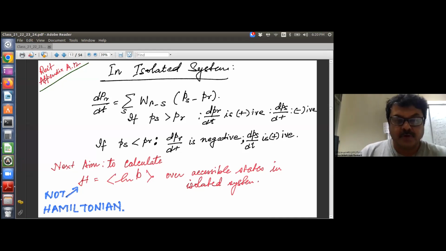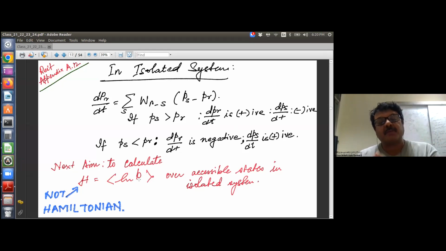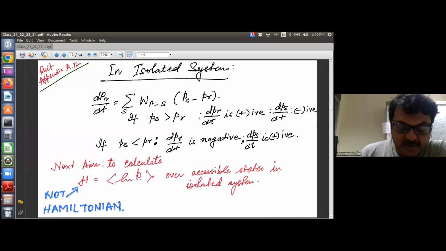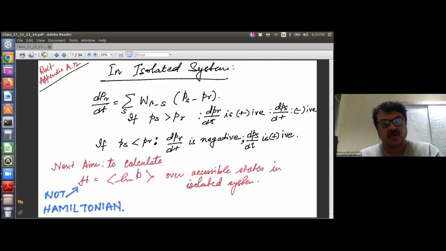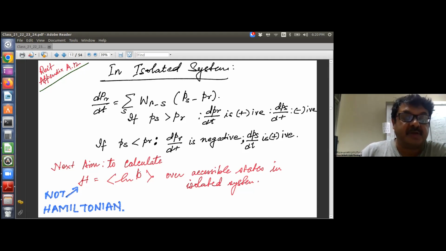So, starting off from where we left off in part A of the lectures, the next quantity we aim to calculate is the expectation value of log P. What is P? It's the probability of being in different microstates. And this H is not the Hamiltonian, it was just called H by Boltzmann, so we're going to call it H. This is the expectation value of the ln of the probability of being in different microstates.